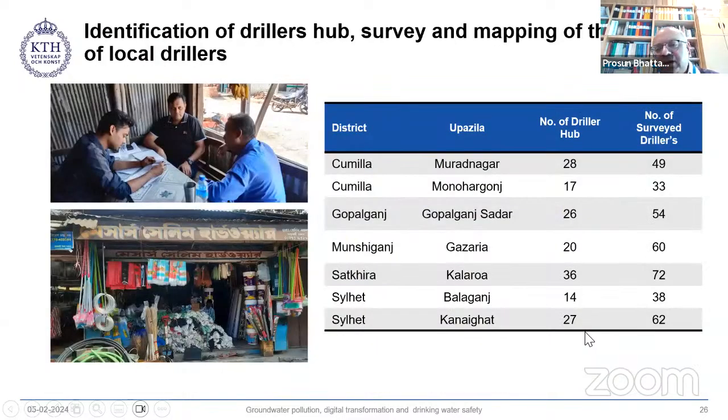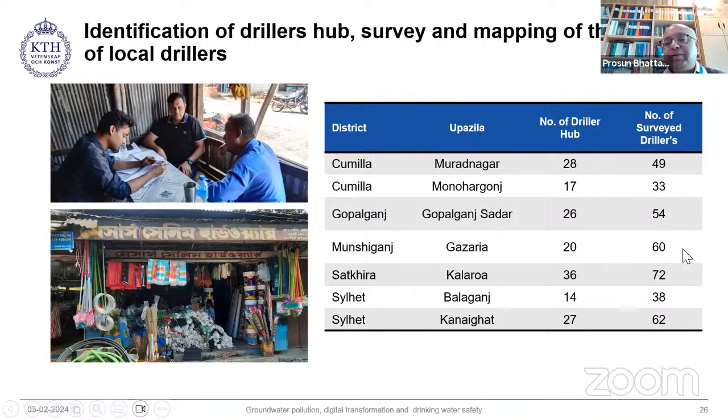Based on that, we could identify a number of local drillers' hubs, and these are actually the sanitary hardware stores, which were the main targets of these local drillers. From there we got how many local drillers are actually engaged in different districts or different upazilas in Bangladesh, and how many individuals are affiliated to this.